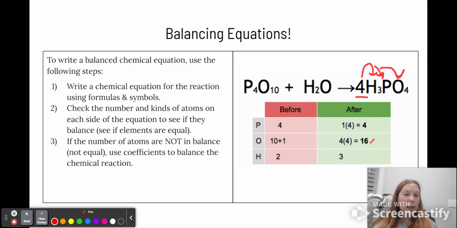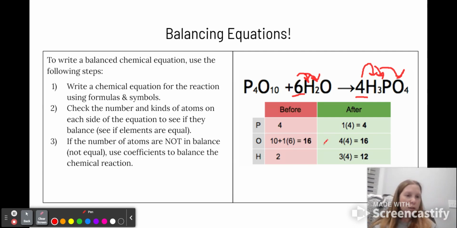Now we've got 14 here, and we've got 10 over here on the P4O10. We don't want to change that one because the phosphorus is balanced. So the next thing we can do is change our oxygens on the water. We need 6 altogether, so you're going to put a 6 here. That 6 is again going to go on each element. So now you're going to have 12 hydrogens and 16 oxygens, and that's good because it also balances out your hydrogens.